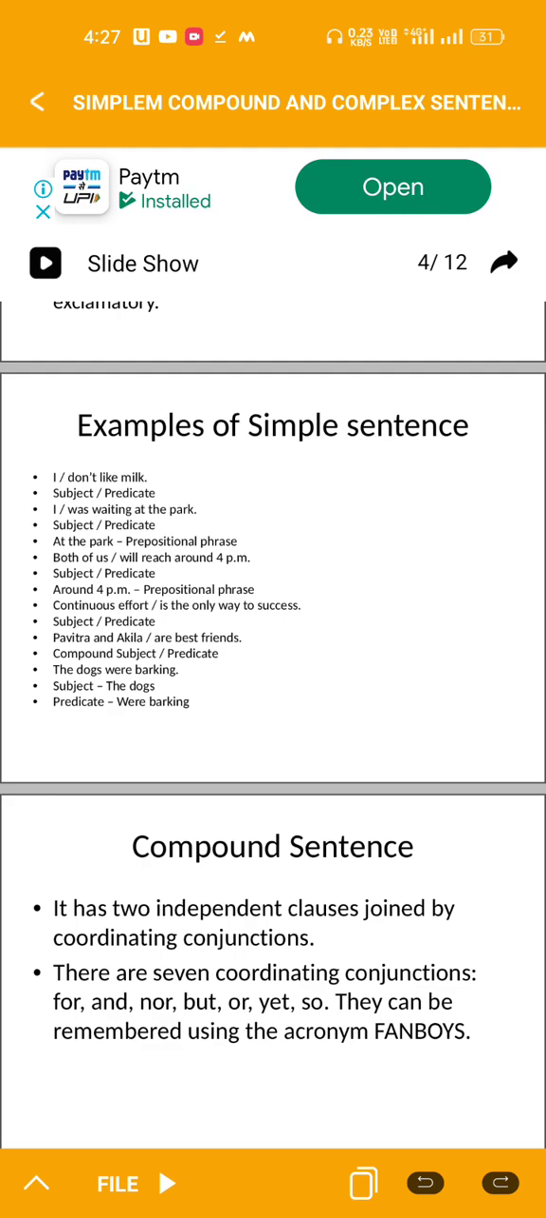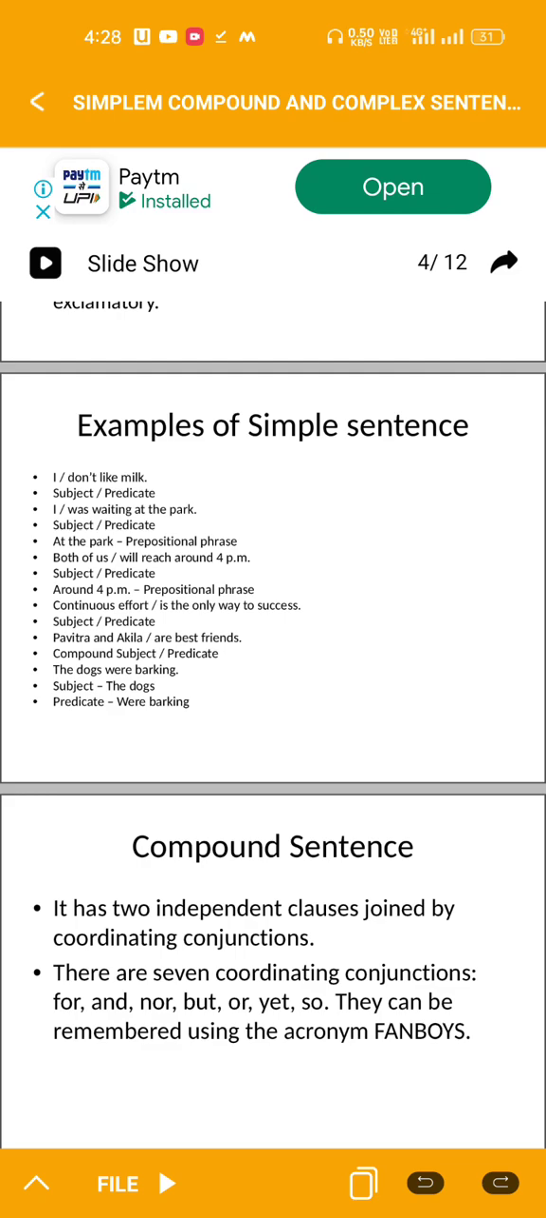So, the dogs were barking. The subject is the dogs, not only dogs. So a subject can be more than one word. The dogs, and the word barking is the predicate. The best way to look out for the subject is something that is before a verb. It can be an auxiliary verb as well, right? So there we come to know where the subject is.